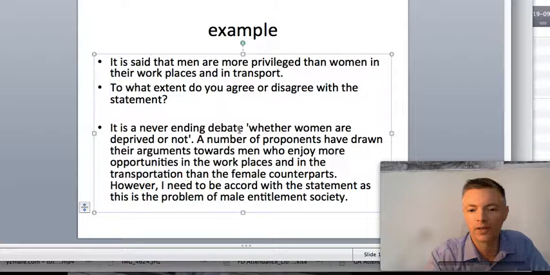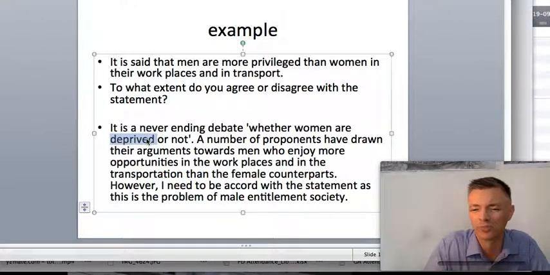It is a never-ending debate. Okay, well, it's never-ending, so what? That's not the point of the essay. Whether women are deprived or not. Women are deprived. Now, deprived is a very strong word. This is more privilege. Deprivation means like water deprivation. You don't have water to drink, or you can't get to work at all, or you don't have the fundamentals of life. Deprived is a very strong word. That's not really what the question says. The question just said men are more privileged. So I think this word's going a bit too far to begin with.